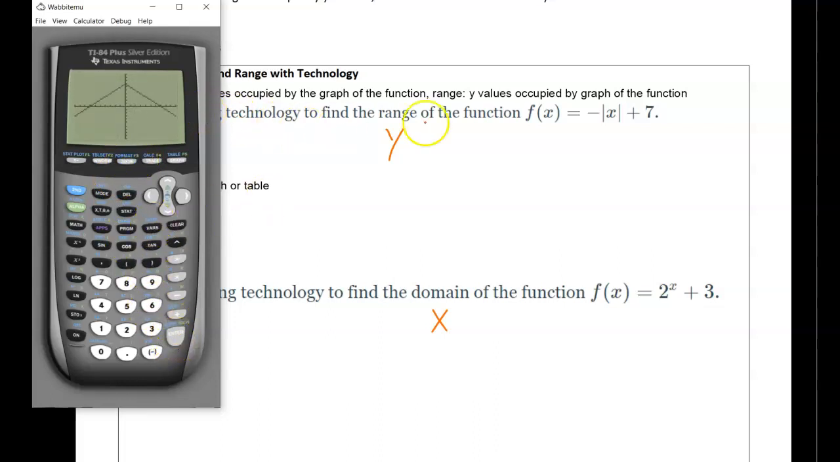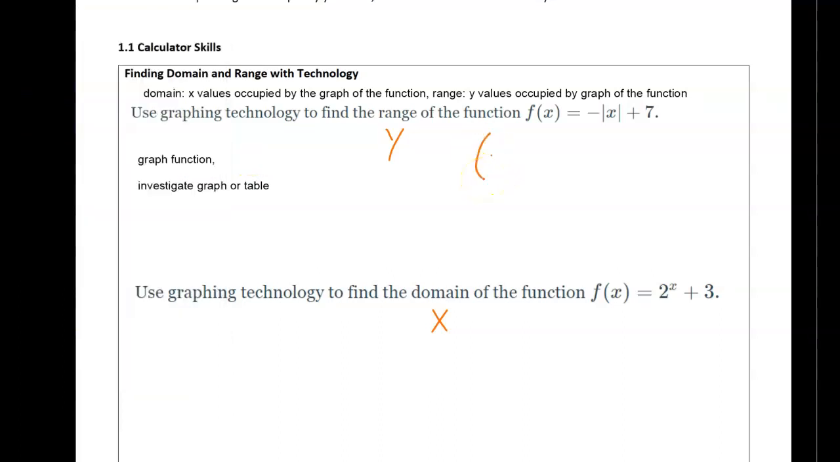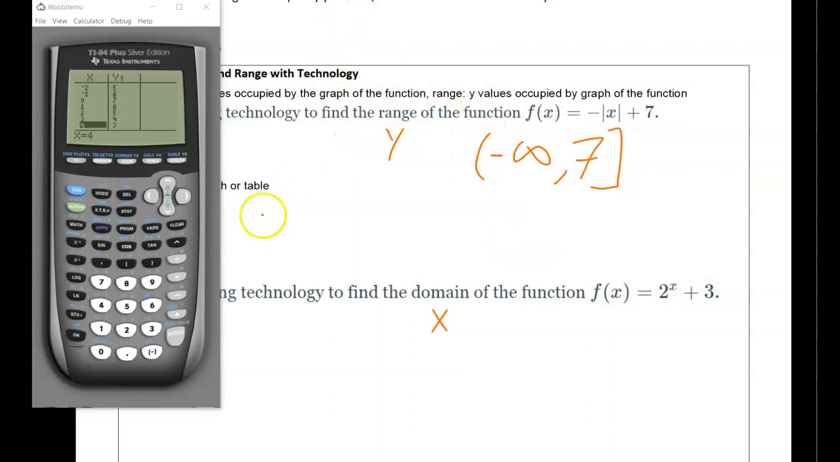Okay, so my range is the y values of the function. Notice it goes down forever, but my y has a maximum up here. To figure out what that maximum is, notice that's at x equals 0. So I might hit second and then the table button, and this gives me a table of values. And notice my biggest y value is 7, right? So my range, the way I write that down in interval notation, is -infinity to 7, and 7 gets a bracket because 7 is included. So 7 is the biggest value. It's not always less than 7.